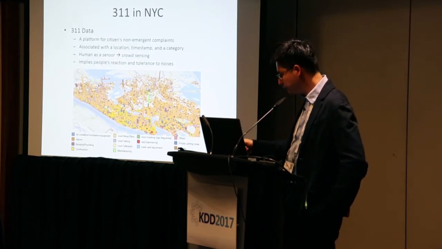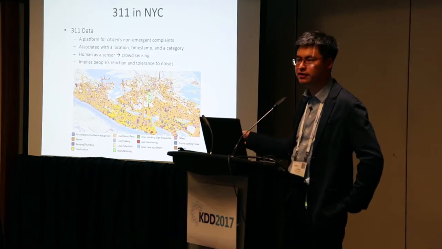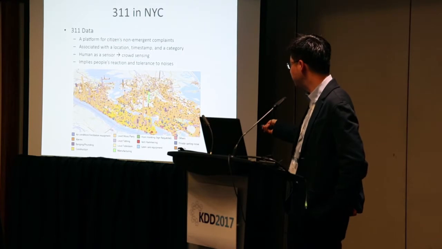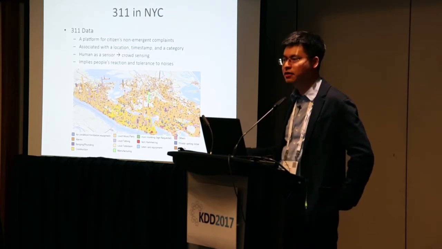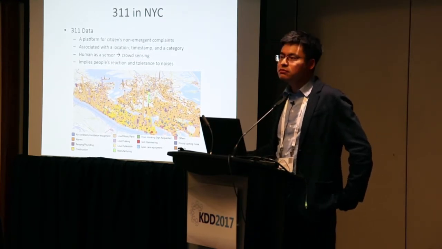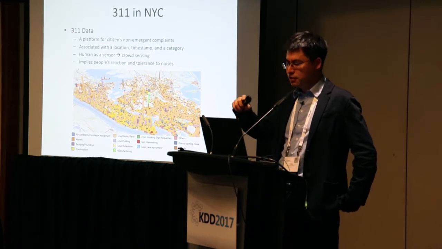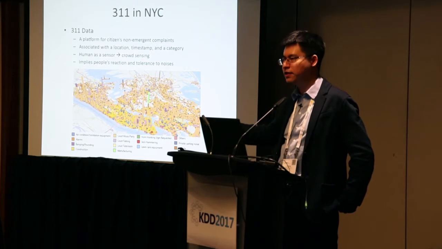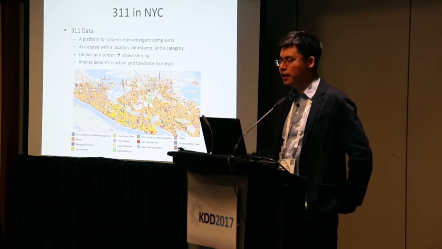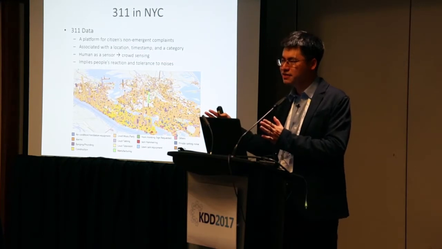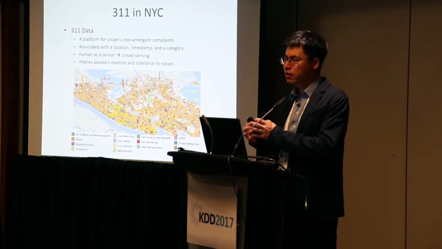More specifically, this is a visualization of the 311 data in New York City. The higher a bar is, the more complaints have been made in one location. And different colors stand for different categories of noise complaint. So we can imagine that a location with more complaint calls could be noisier. And the distribution of calls across different categories may stand for the composition of noise in this location.